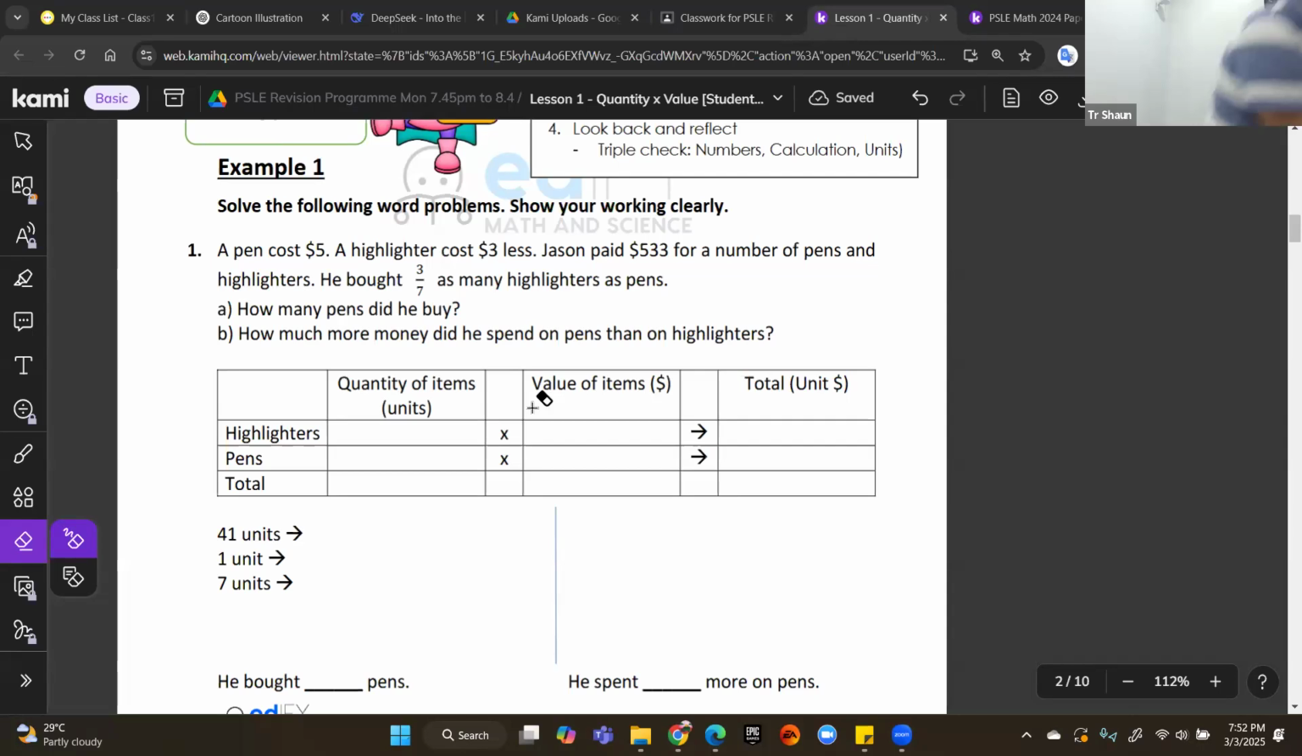Just give me 1 second. Something fell down. I need to go and take it.